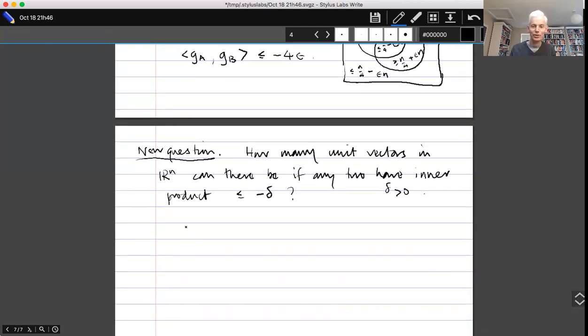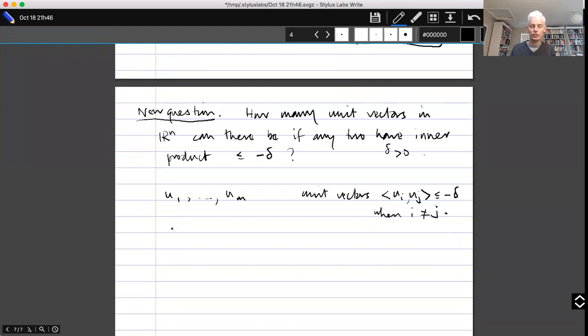Well, I'm not going to tell you the answer. I'm just going to work it out. I'm going to tell you the trick for working it out. So here we have u1 to um, unit vectors, and ui, uj less than or equal to minus delta when i does not equal j.